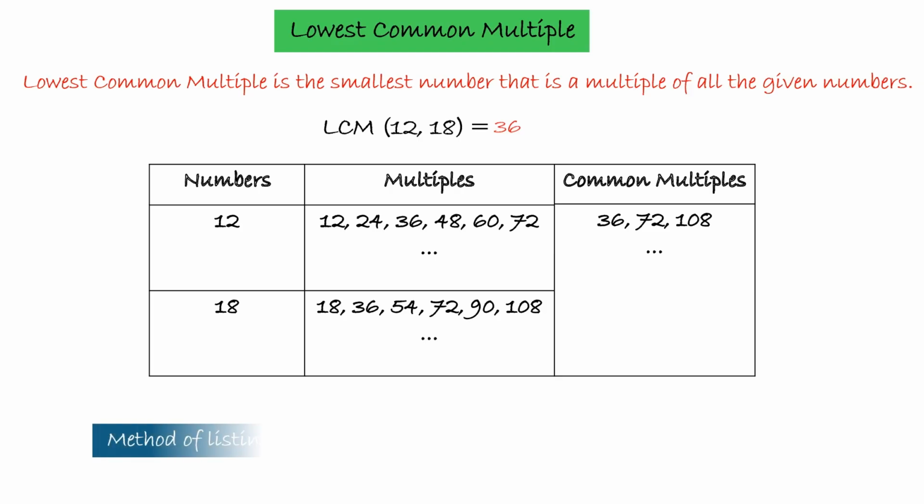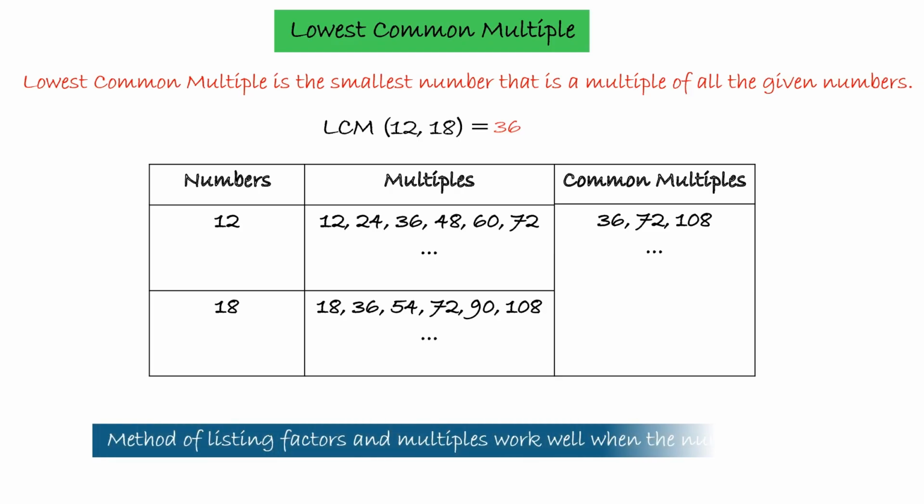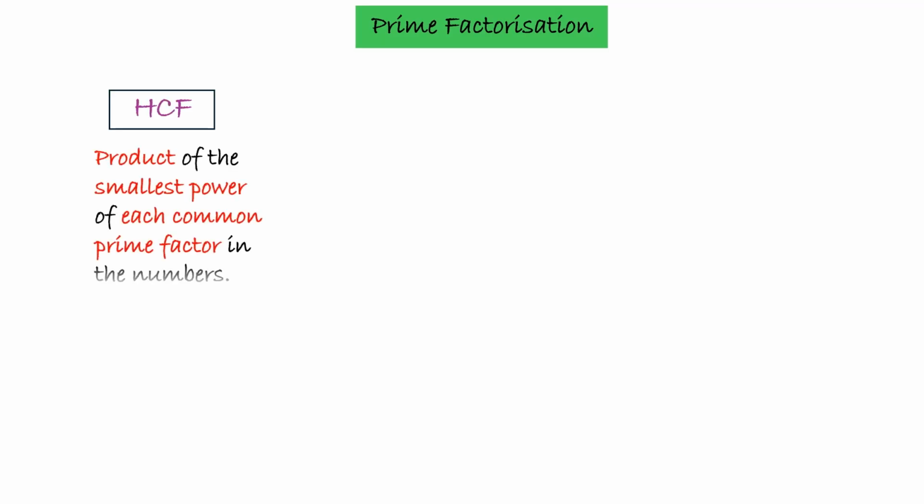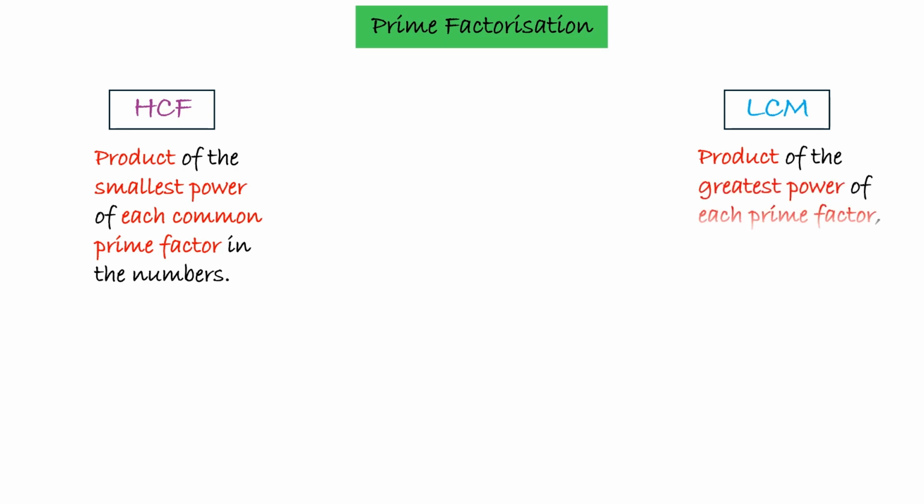These methods of listing all factors or multiples work well when the numbers are small. However, for larger numbers, we use the prime factorization method. The HCF is obtained by taking the product of the lowest power of each common prime factor. The LCM is obtained by taking the product of the highest power of each prime factor involved.